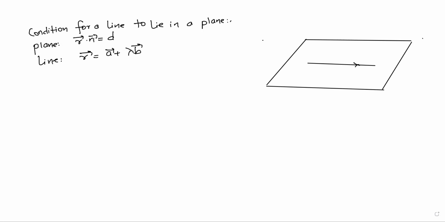Now if this line lies in this plane, we pick the normal vector to the plane. So if b is perpendicular to the normal, the line is also perpendicular to it. So our first condition will be b dot n is equal to zero. This condition is clear.